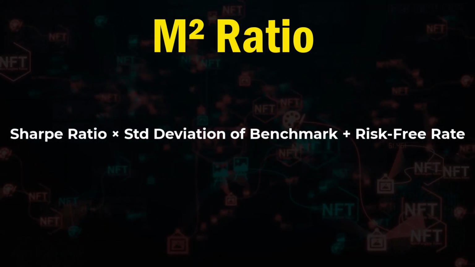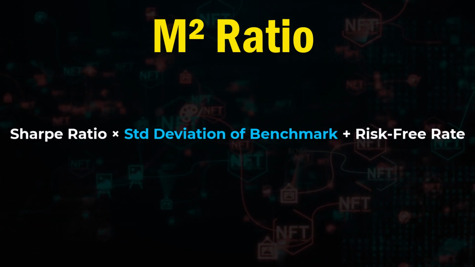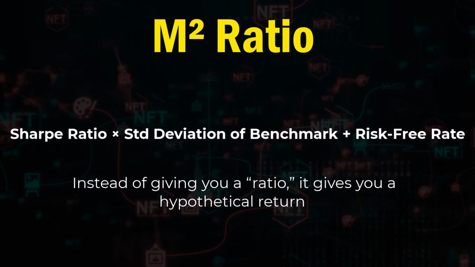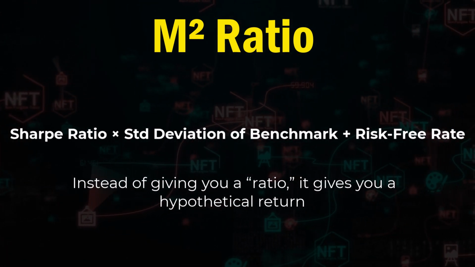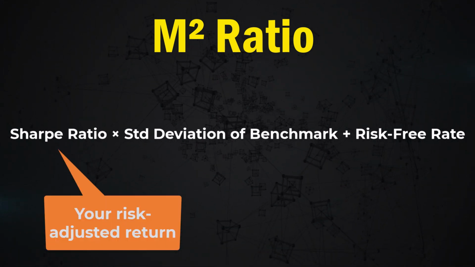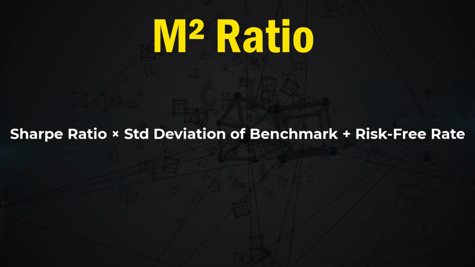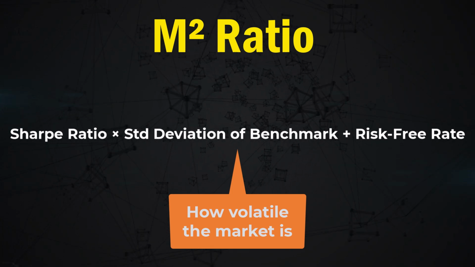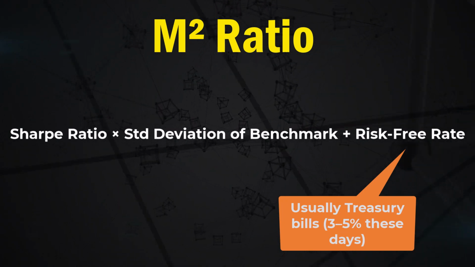Here's the simple M-squared formula. M-squared is the Sharpe ratio times the standard deviation of a benchmark plus the risk-free rate. So instead of giving you a ratio, it gives you a hypothetical return, showing what your strategy would have earned if it had the same volatility as the benchmark. Let's break it down. The Sharpe ratio is your risk-adjusted return, and if you want to know more about it, then check out this video. The standard deviation of the benchmark is a measure of how volatile the market is. And the risk-free rate usually uses treasury bills to determine the percentages.